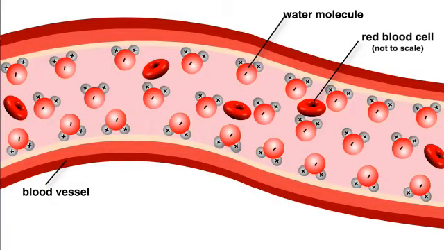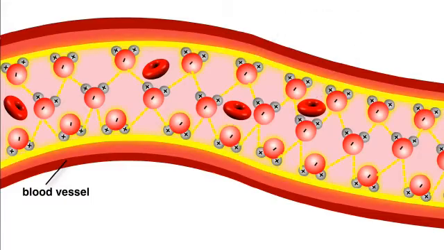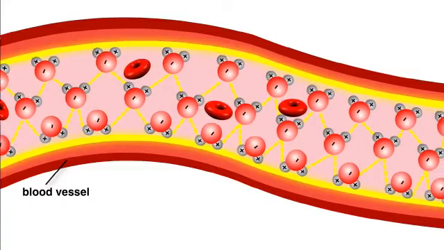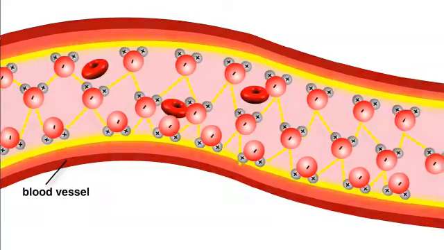Why is this important? Well, water fills the internal transport systems of plants and animals. Because of these cohesive and adhesive properties, water allows for the efficient transport of nutrients and wastes within an organism.